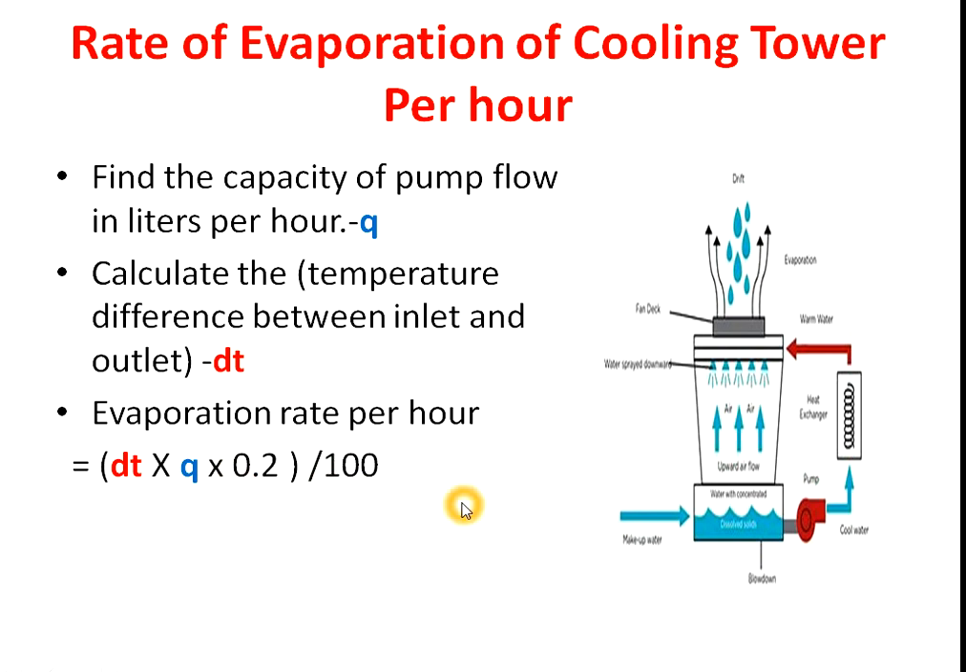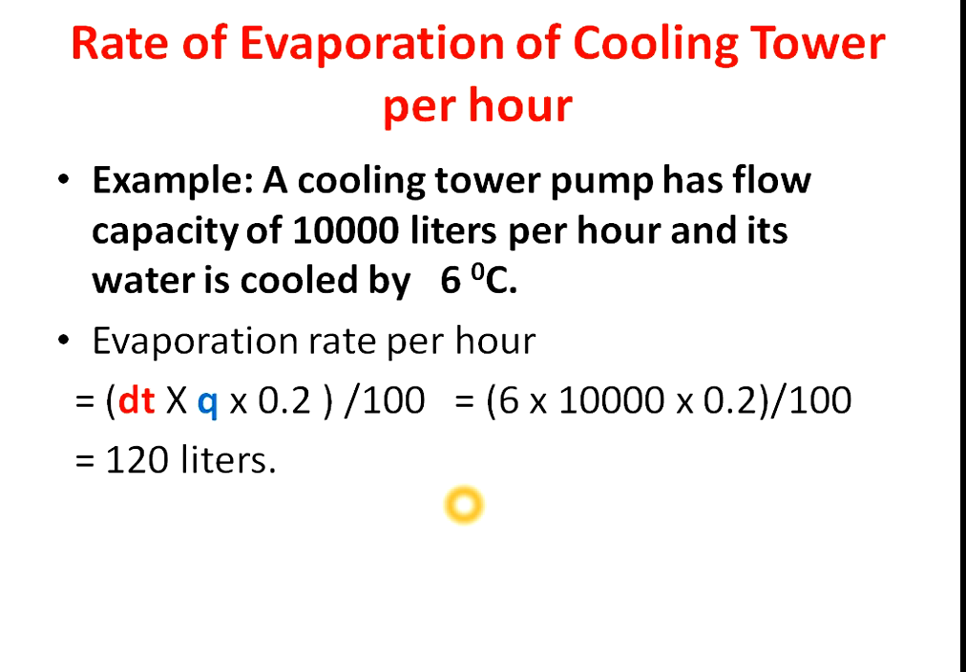We will clear this concept in depth by taking one example. Our example is, a cooling tower pump has a flow capacity of 10,000 liters per hour and its water is cooled by 6 degrees Celsius. So here our evaporation rate formula is dT into Q into 0.2 divided by 100. Here our dT is 6 degrees Celsius, because our water is cooled by 6 degrees Celsius, and Q is 10,000, that is the flow of the pump. So our pump flow is 10,000 liters per hour.